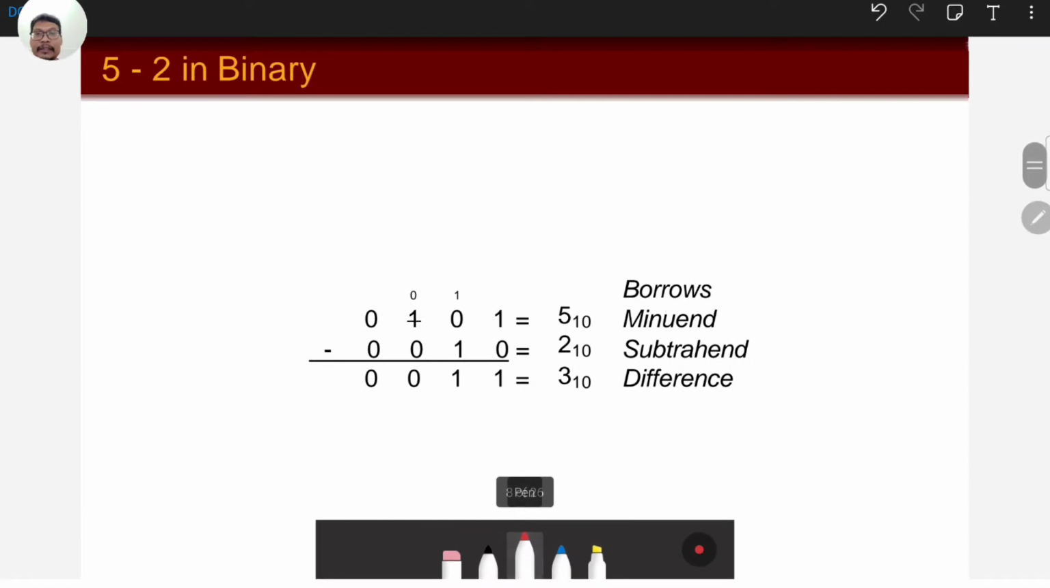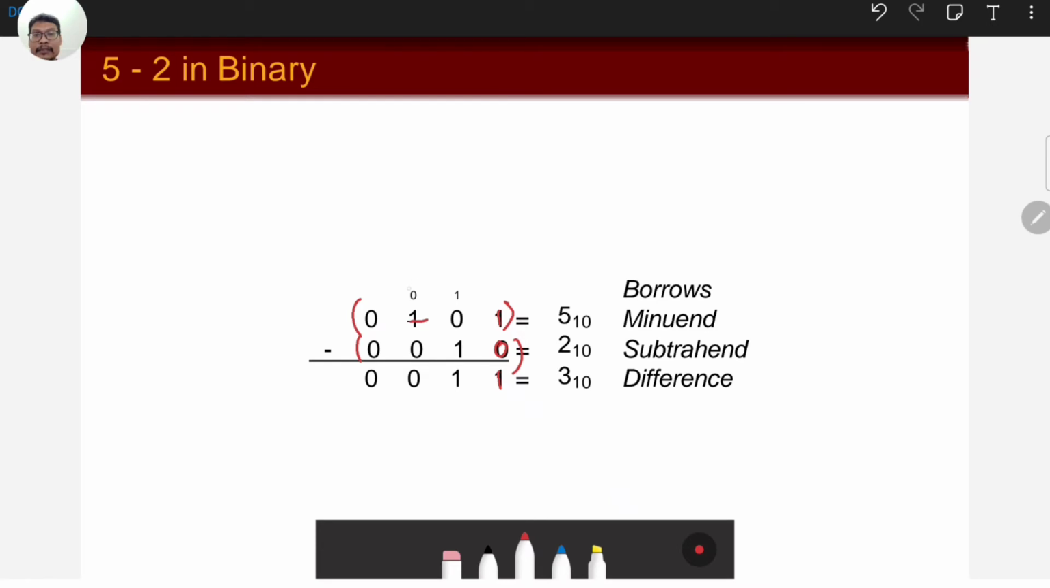Let's look at the example here for a simple 5 minus 2 in binary. So 5 is 0, 1, 0, 1 in binary. And then 2 is 0, 0, 1, 0 in binary. So we just do a standard canonical subtraction. 1 minus 0 is equal to 1. 0 minus 1 is negative, so we need to borrow. So we're going to borrow from the other side here.